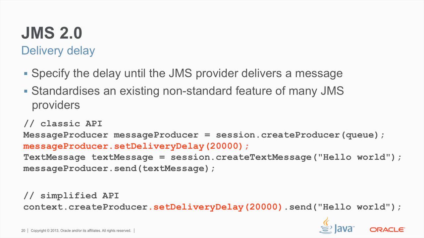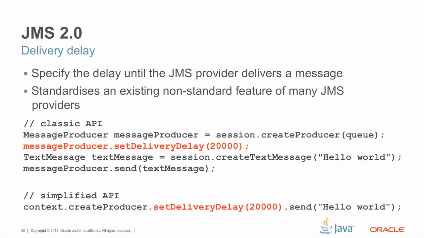The next new messaging feature I'd like to mention is delivery delay. This is quite a simple feature, which a number of existing JMS providers already offer, albeit in a non-standard way. Before you send a message, you can set a delivery delay in milliseconds. After you send the message, the JMS provider won't deliver it to consumers until after that specified delivery delay has elapsed. Delivery delay is available in both the classic API and the simplified API via a new method called setDeliveryDelay, depending on which API you're using, on the message producer object or the JMS producer object.